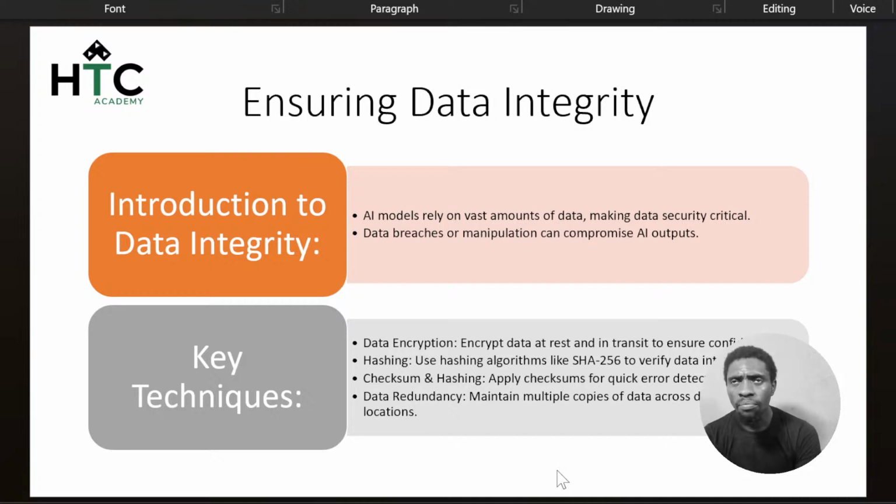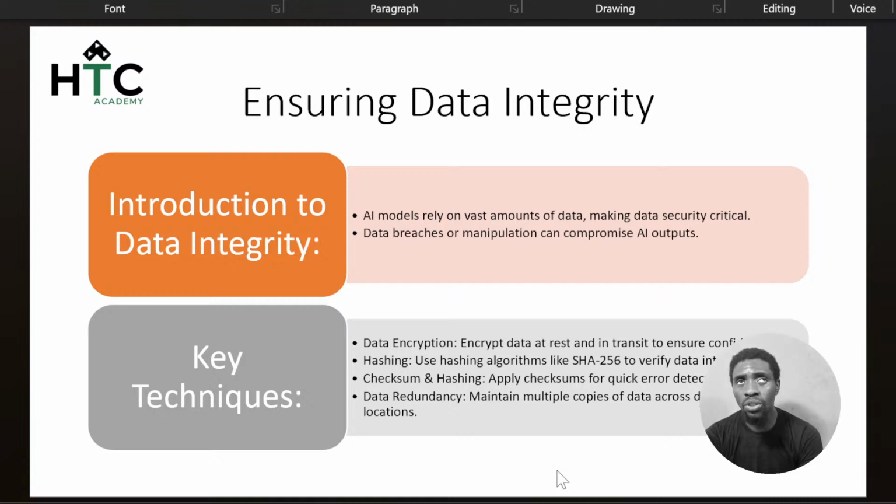So it's important that the data we're using to train the AI has integrity. The data has not been tampered with, it has not been modified. And if modification has been done, it was done with authorization. Integrity is very, very important when discussing AI matters and AI development.